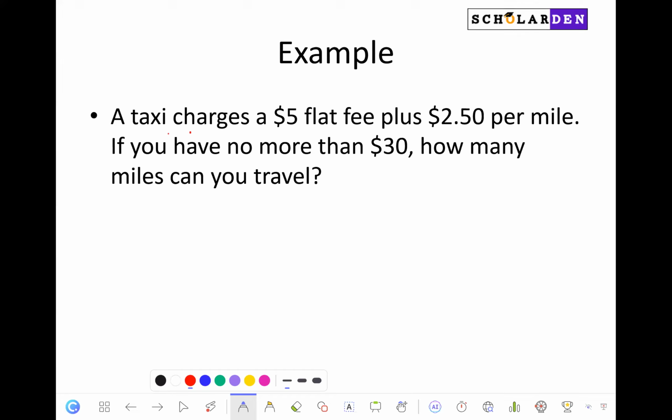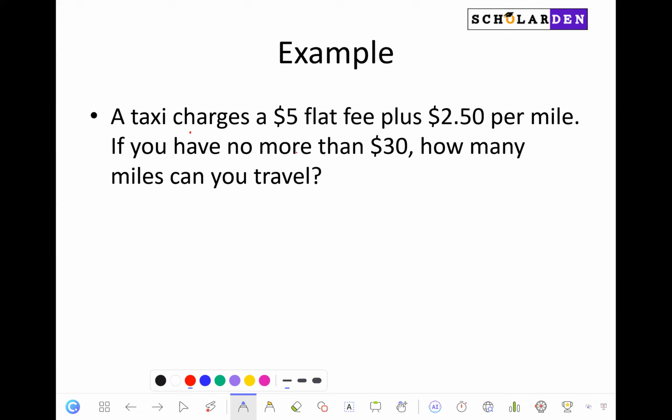So looking at this problem: a taxi charges a $5 flat fee plus $2.50 per mile. If you have no more than 30, how many miles can you travel?